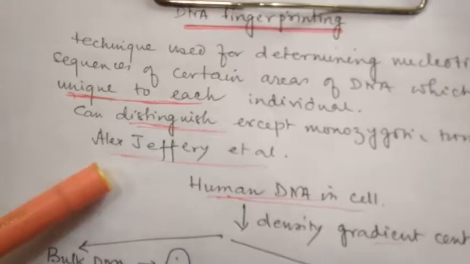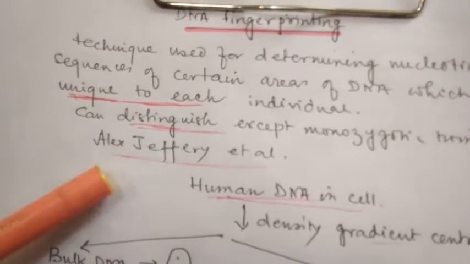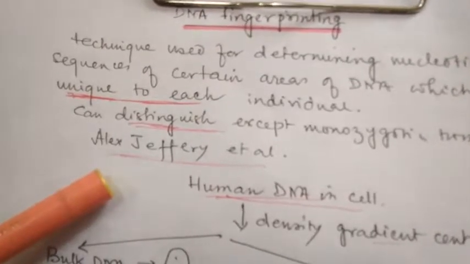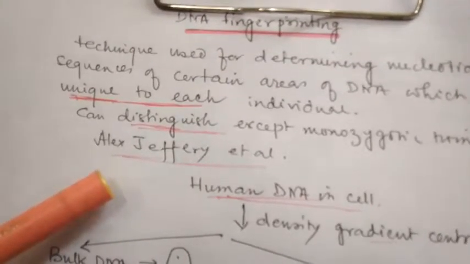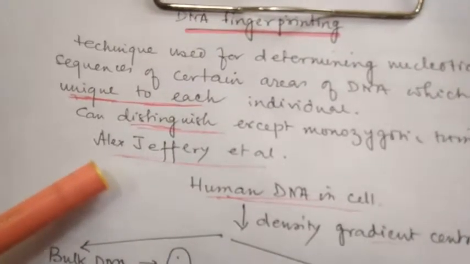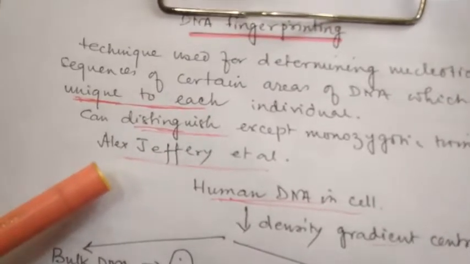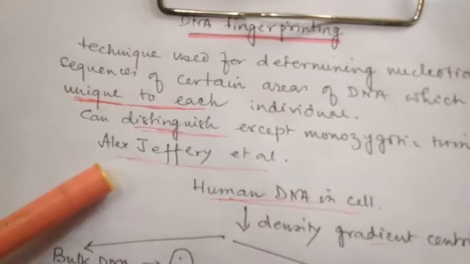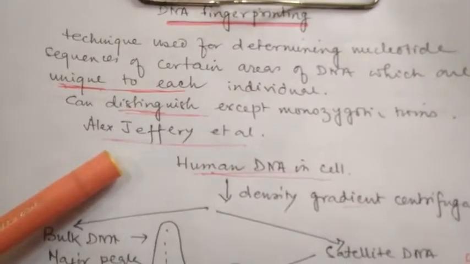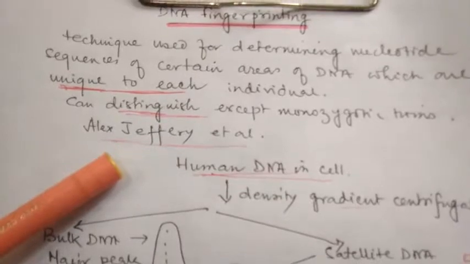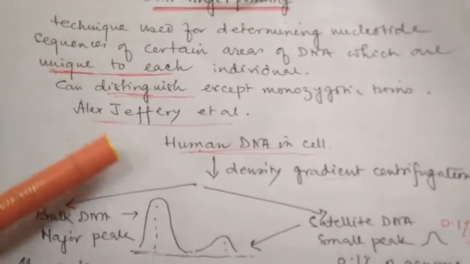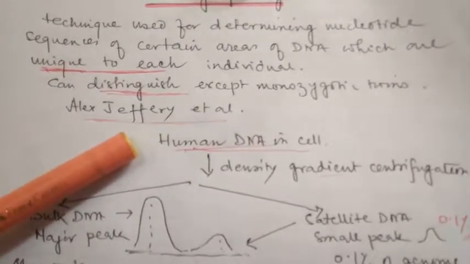And the basic thing is that the skin fingerprints we can alter through plastic surgery, but there is no known method to alter DNA fingerprints. Clear? DNA fingerprints cannot be altered because all the cells in our body contain a similar set of chromosomes, so we will get similar DNA sequences in all cells.